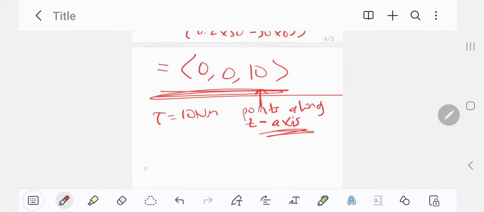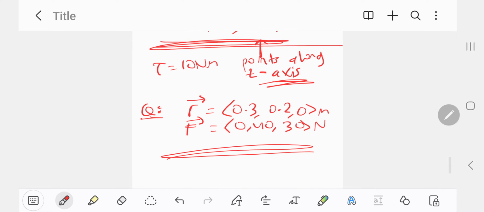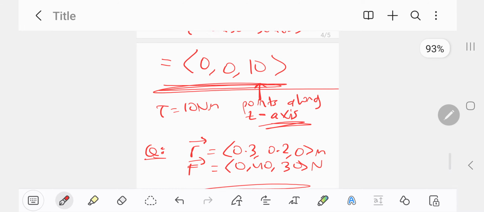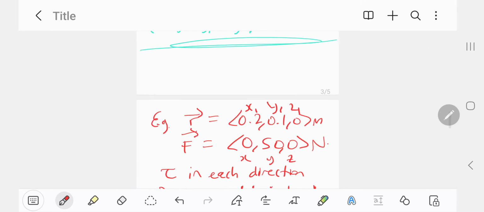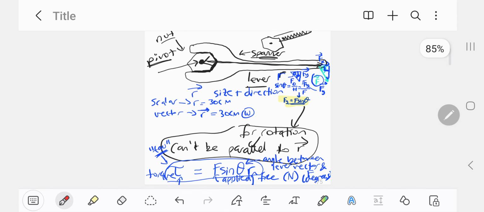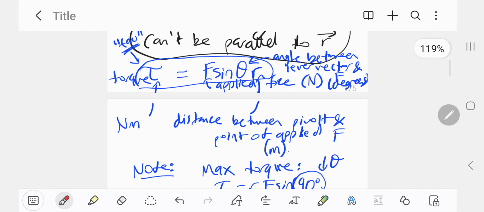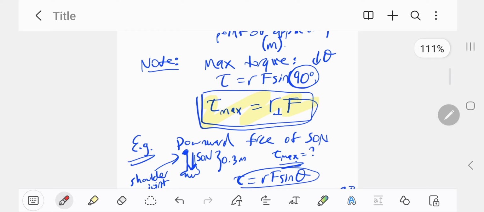And I'll let you do this next example here. This next question. Suppose R is this, 0.3, 0.2, 0 meters, and F is 0, 40, 30 newtons. I hope this video helps. Try and work through it bit by bit. So start with this very simple definition here. Think of a nut and a spanner. A bit of trigonometry here, how I'll work through that. The general basic formula, RF sine theta. And note that the max torque occurs when the force is perpendicular to the lever vector.